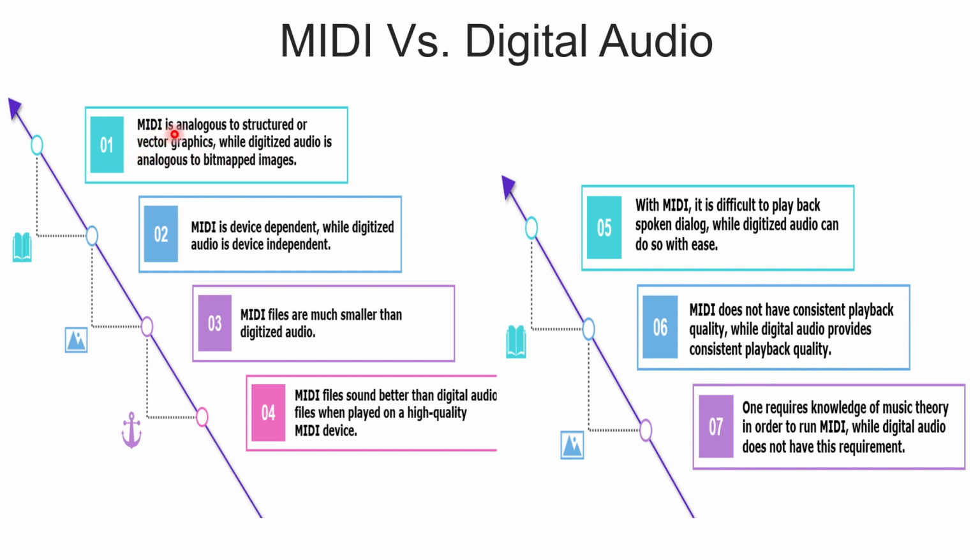We continue with MIDI versus digital audio. Basically, MIDI is analogous to structured or vector graphics, while digitized audio is analogous to bitmap images. So MIDI is vector graphics, digital audio is bitmap images. MIDI is device dependent, digitized audio is device independent. MIDI files are smaller, and digital audio is bigger. MIDI files sound better than digital audio files when played on a high quality MIDI device. You can read here.